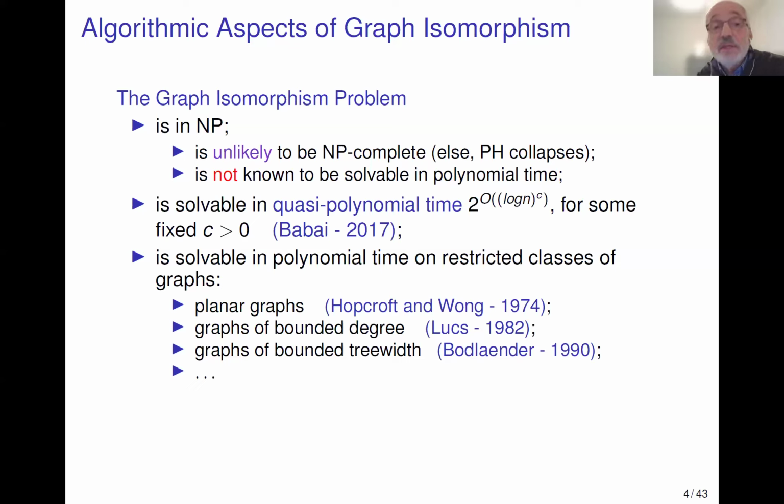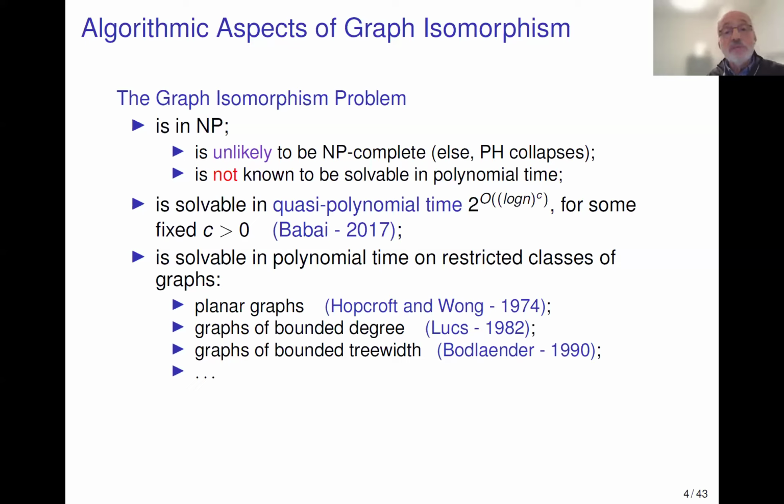On the other hand, in the process of trying to understand the complexity of the graph isomorphism problem, numerous restricted classes of graphs have been identified on which the problem is solvable in polynomial time. More than 50 years ago, Hopcroft and Wong proved this for planar graphs. Then, using algebraic methods, Luks in 1982 proved it for graphs of bounded degree, Bodlaender in 1990 for graphs of bounded tree width, and the list is long.